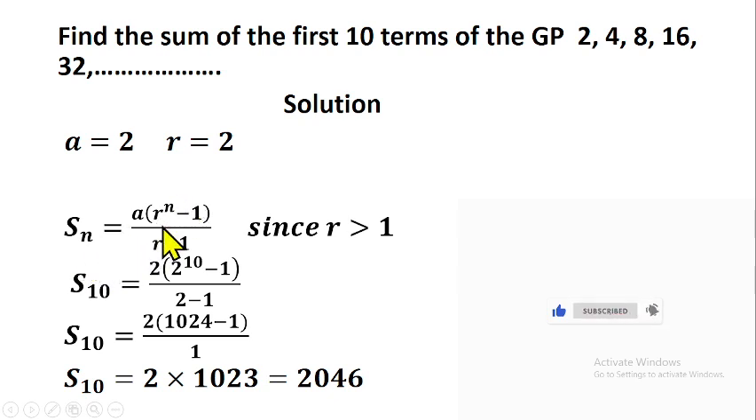Sum of n terms is equal to A into bracket R raised to power n minus 1 over R minus 1, because our R is greater than 1. So we are summing: sum of 10 equals our first term, which is 2, into constant ratio 2 raised to power 10 minus 1 over 2 minus 1. So in this case, we have 2 into 2 raised to power 10, which is 1024, minus 1 over 2 minus 1, which is 1. So 1024 minus 1 gives us 1023 times 2, divided by 1. Then if we multiply by 2, that will give us 2046. So the sum of the first 10 terms is 2046.